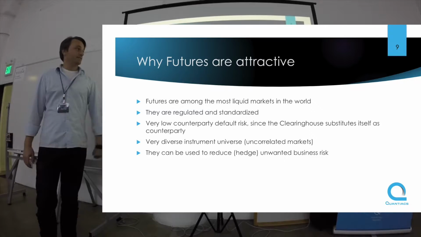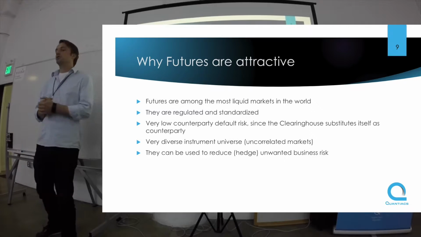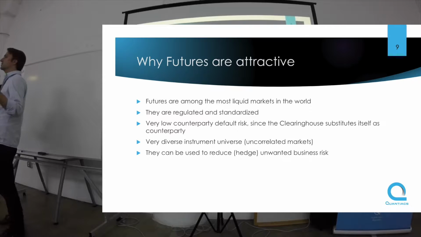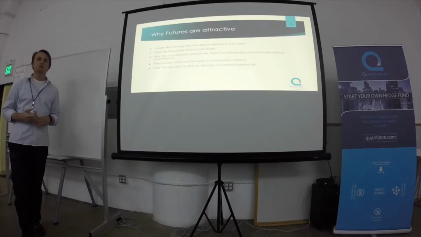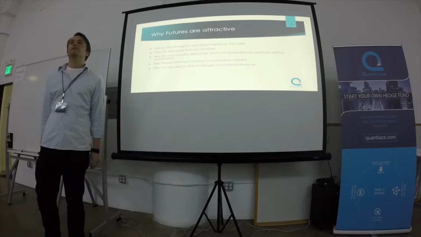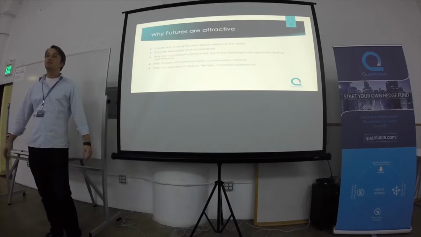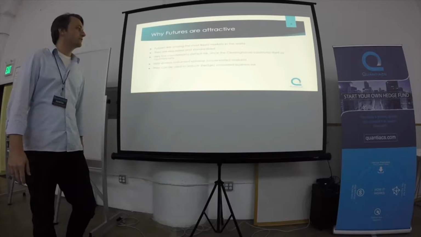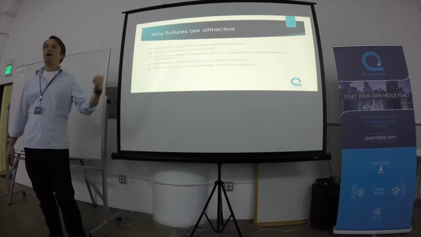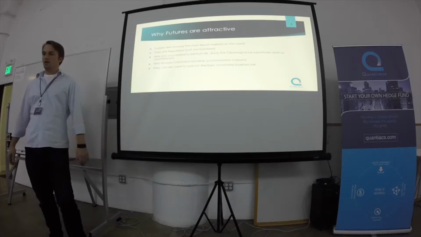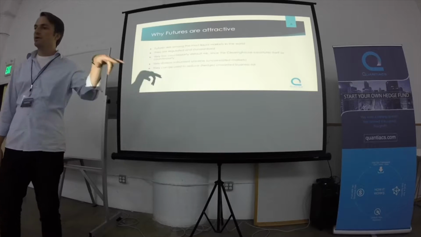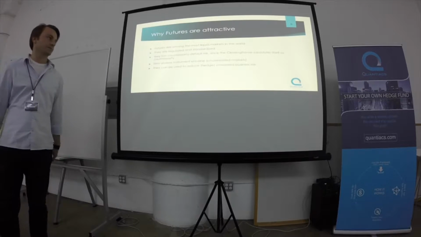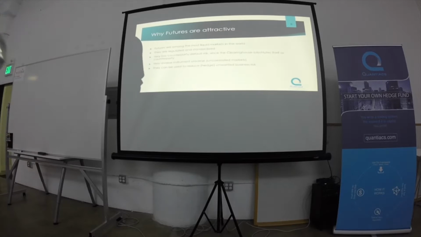And of course, yeah, the last upside is for hedgers, that they can use futures to reduce unwanted business risks. So maybe an airline wants to hedge themselves against a rise in kerosene prices, because they expect that kerosene will become much more expensive in the next year. They could just buy a long contract for kerosene and lock in today's prices for the next year. So those would be hedgers.